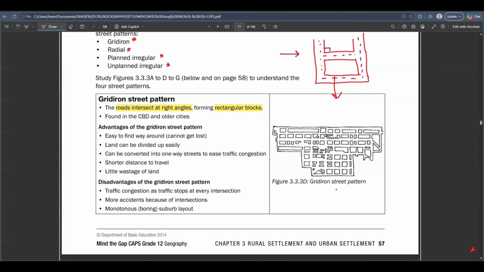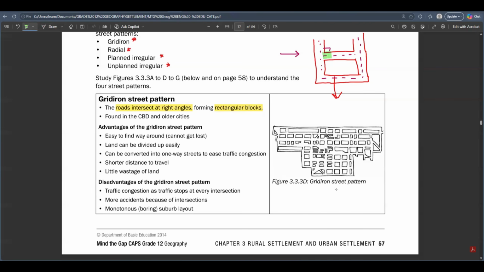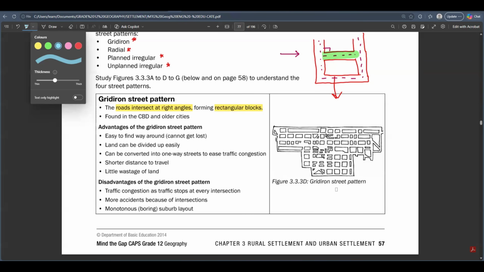This is a grid iron street pattern. You are having roads, and when they intersect, this is one road, this one highlighted in green is one road. When it meets with another road, when it intersects with another road, it intersects in such a way that it's going to create an angle of 90 degrees.